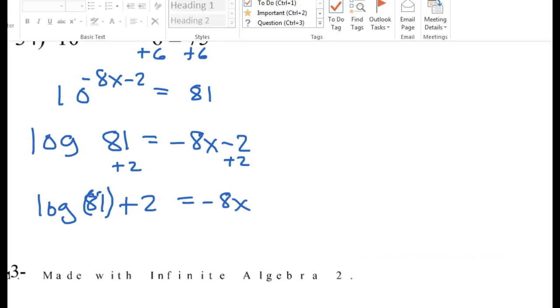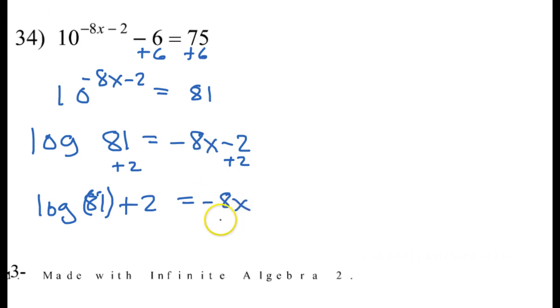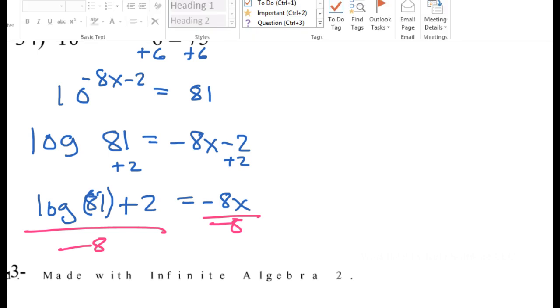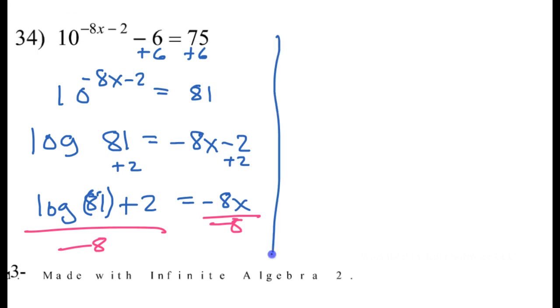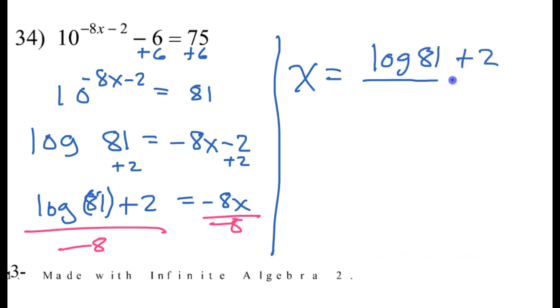And then the last step is to divide both sides by the negative 8. Okay, and that's really going to give you the final answer of x equals log 81 plus 2 over negative 8.